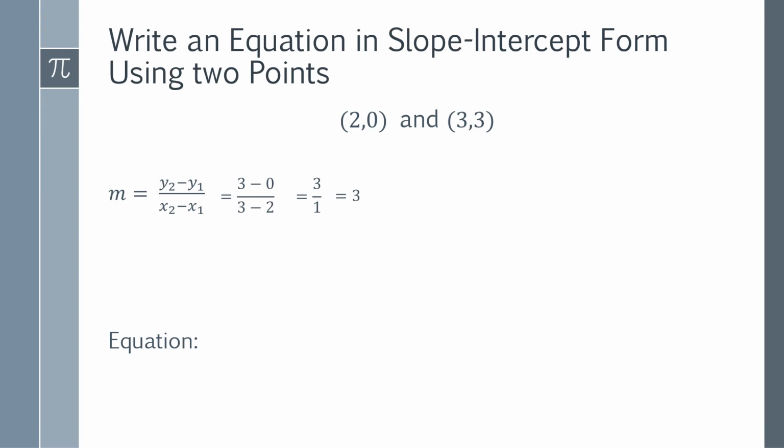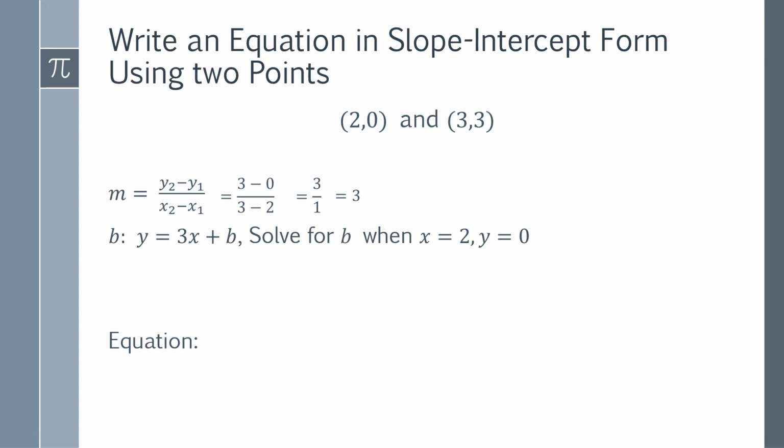So don't get caught here and say, oh, look, (2, 0), we have the y-intercept. That's not the y-intercept. That's the x-intercept. So that's not going to help us out trying to find b. So we are going to take m and substitute it into the equation of a line. So we have y equals 3x plus b. And now we're going to substitute that first point in and solve for b.